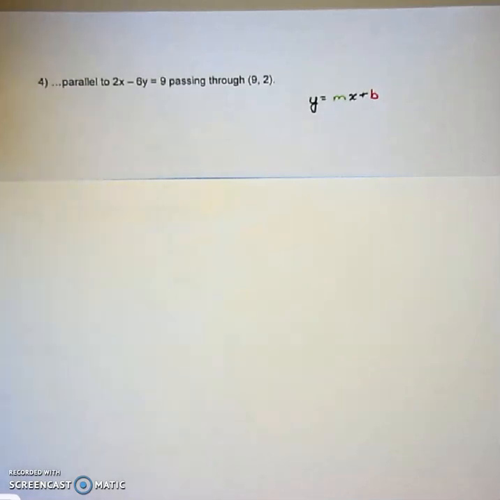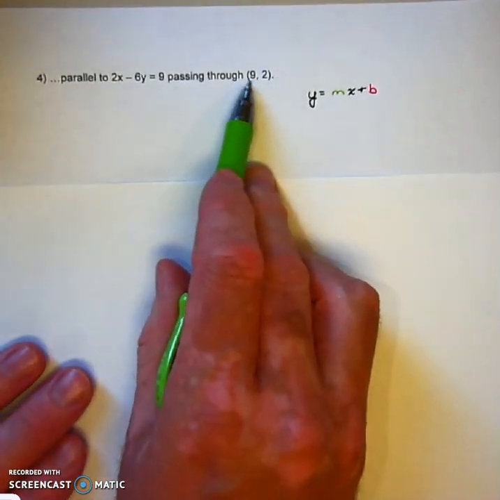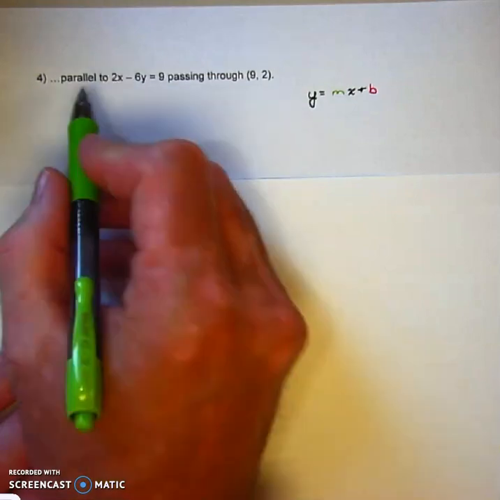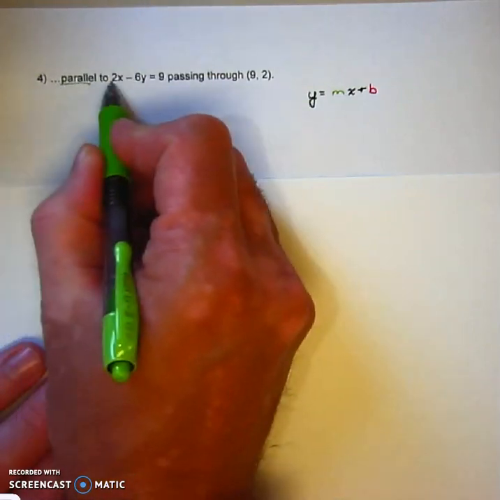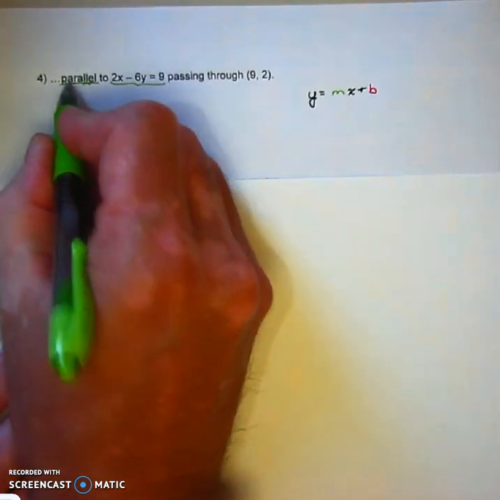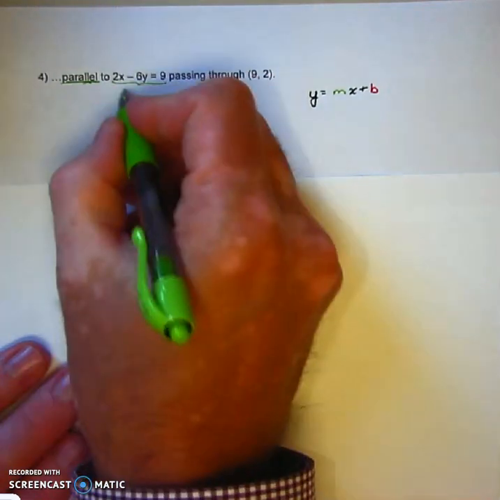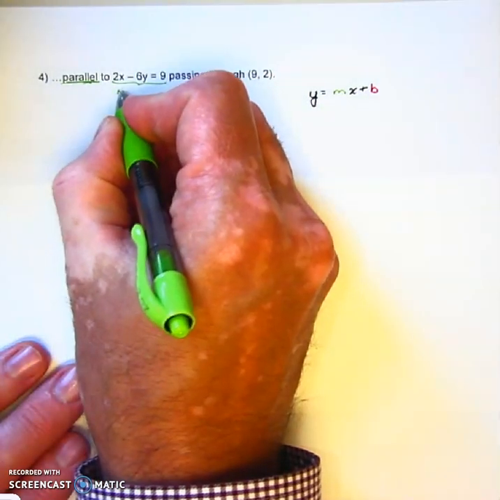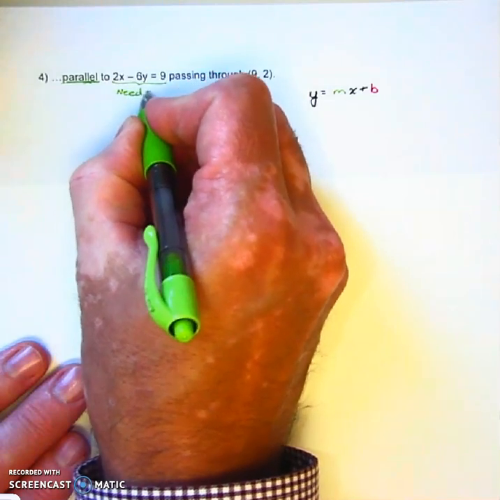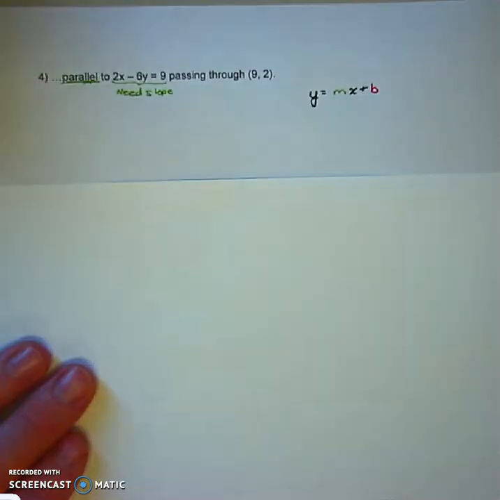Okay, welcome back. This time, the difference is we have a point, just like we've always had, but I'm telling you it's parallel to this equation. Now, what do we know about parallel lines? Well, we know that parallel lines have the same slope. So what I need to do from this is I need the slope. And right now, it's not written in a way that reveals what the slope is.